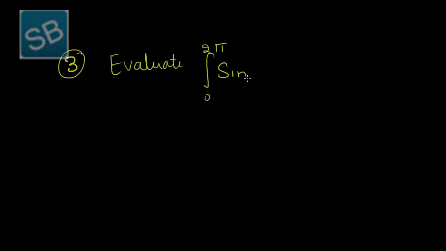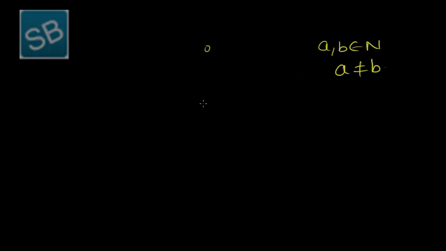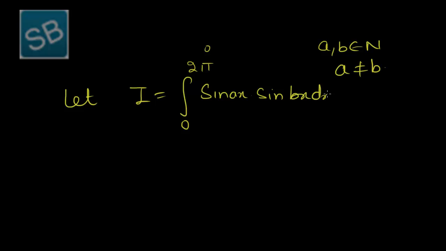Now the next problem, that is problem number 3. Evaluate the integral from 0 to 2 pi of sin ax into sin bx dx, for a, b belonging to natural numbers and a is not equal to b. So let I is equal to the integral from 0 to 2 pi of sin ax into sin bx dx.